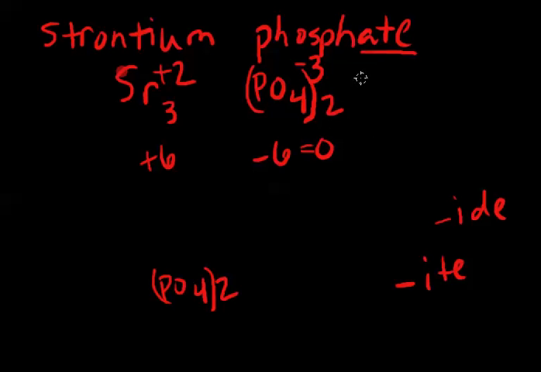So then we need to write this and make this nice and pretty. So we have strontium 3, we have phosphate in parentheses, and we have the 2 outside. Sorry, that's kind of ugly. So 3 strontiums, 2 phosphates, that adds up to 0. So this is the formula for strontium phosphate. Let's look at another one.